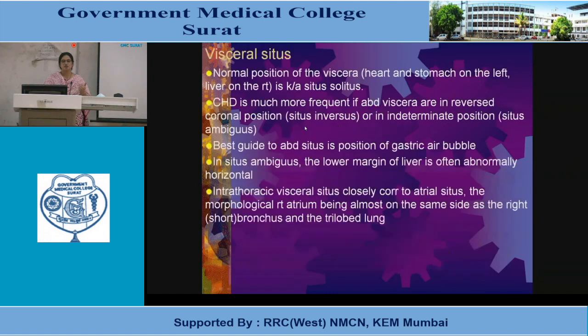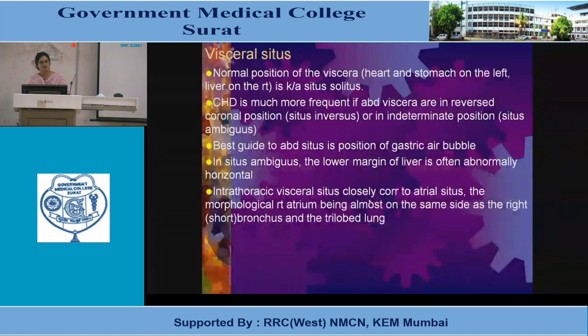Visceral situs: the normal position of the viscera, heart and stomach on the left, liver on the right. This is known as situs solitus. Congenital heart disease is much more frequent if abdominal viscera are in reverse coronal position, that is situs inversus, or in indeterminate position, that is situs ambiguous. Best guide to abdominal situs is position of the gastric air bubble. In situs ambiguous, the lower margin of the liver is often abnormally horizontal.